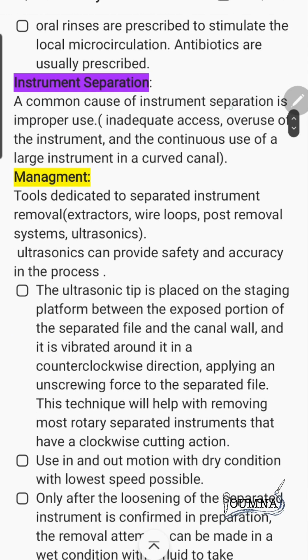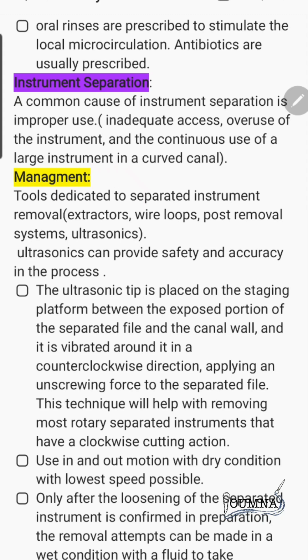Instrument separation. A common cause of instrument separation is improper use, which means inadequate access, overuse of the instrument, and the continuous use of a large instrument in a curved canal. The management: tools dedicated to separated instrument removal, like extractors, wire loops, post-removal systems, and ultrasonics, can be used. Ultrasonics can provide safety and accuracy in the process.